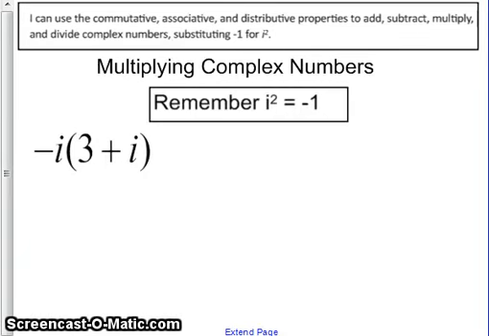Our notes, 4.6.3. Multiplying complex numbers. Today is December 17th, period 2. About to be Christmas.